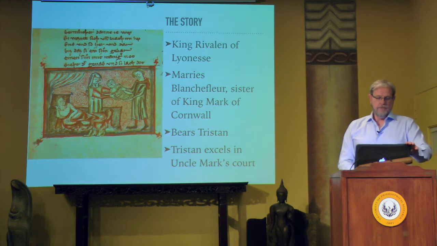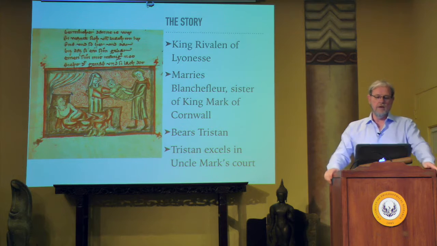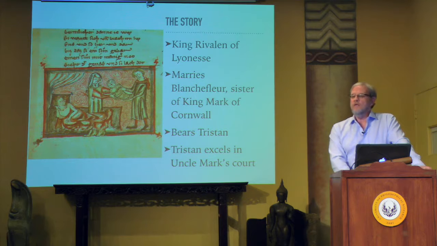All right, here's the story. It's kind of long, so I want to get into it with you right away, and then we always have lots to say about it, so let's just get into it. So this is King Rivalin of Lyonesse. He marries Blanchefleur, White Flower, sister of King Mark of Cornwall. Okay, so Cornwall's down in the southwest side. And she, Blanchefleur, gives birth to Tristan and dies in the process.